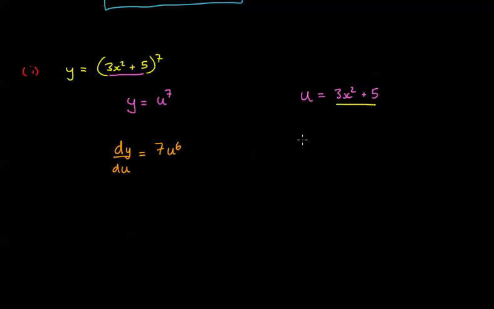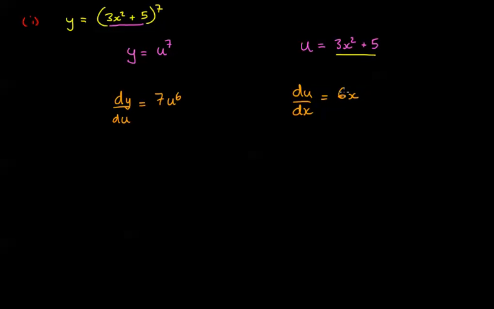And we're going to differentiate this function, du by dx. Sorry, we're going to differentiate u with respect to x. So what happens here? 2 multiplies the 3, so we have a 6x, the power reduces by 1, and the 5 just disappears. So dy by du is 7u to the power 6, and du by dx equals 6x.